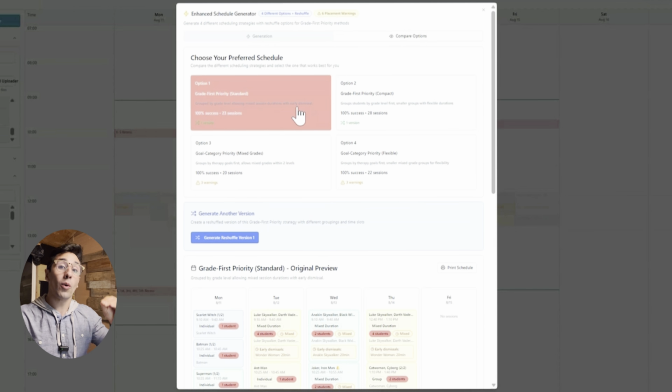It won't go any more, but it will maximize the amount of students that we could put into each session. So that's why you see 23 sessions within this entire week, because it's fitting at least 4 students within the same grade level within one session.